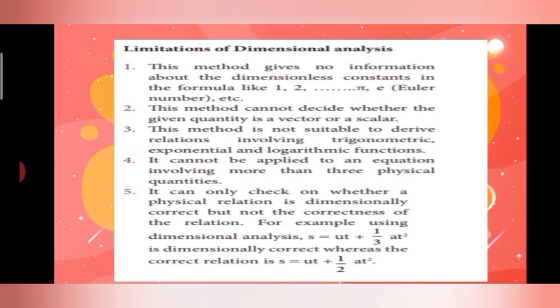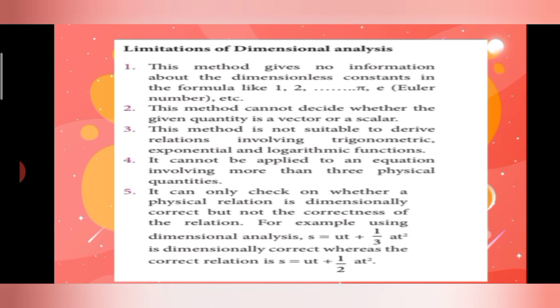Limitations of dimensional analysis. This method gives no information about the dimensionless constants in the formula, like 1, 2, up to pi, Euler's number, etc. This method cannot decide whether the given quantity is a vector or a scalar. This method is not suitable to derive relations involving trigonometric, exponential and logarithmic functions. It cannot be applied to an equation involving more than 3 physical quantities.